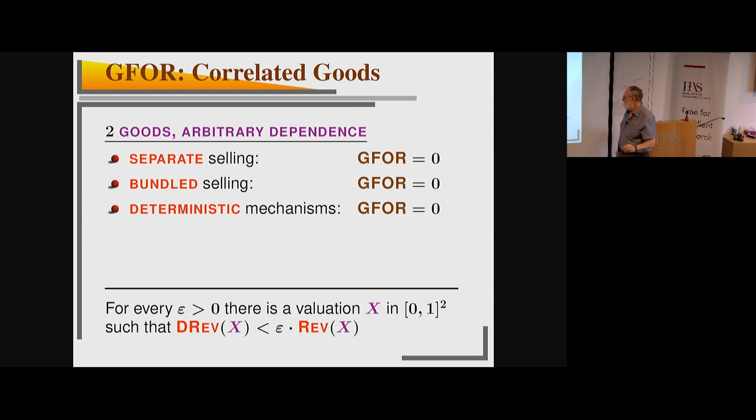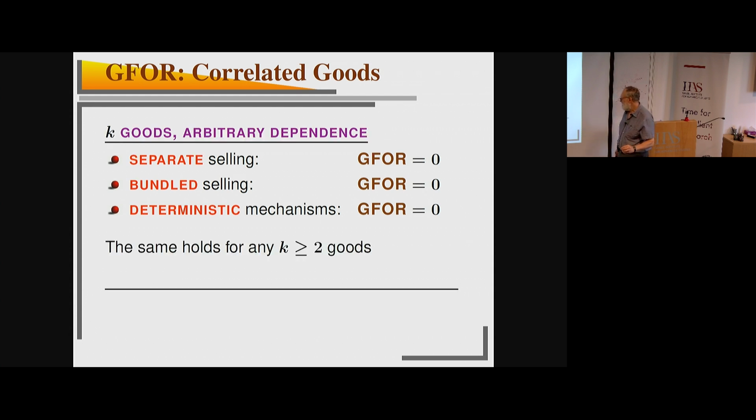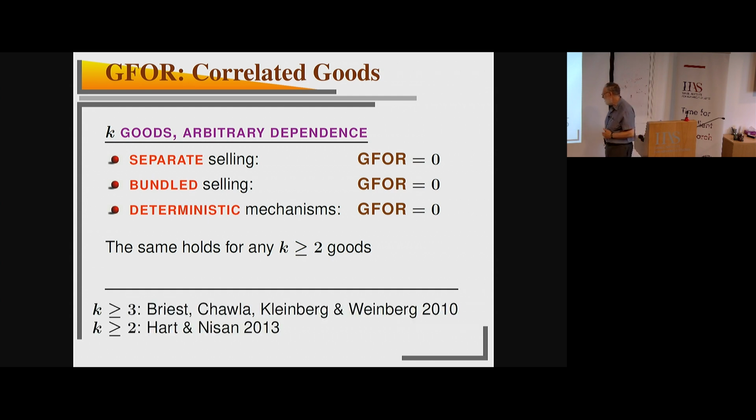Now, the same holds. Once it's true for 2 goods, it's true for anything more. This result for k greater or equal to 3 was obtained by Briest et al. And then Noam and I obtained it for k equal 2. There is in fact an explicit construction. I can tell you what that random variable looks like. I can tell you exactly. Here are the values. Here are the probabilities. It sits on a nice curve that I can tell you exactly what it is. It comes from, in a sense, developing some formula. Okay, never mind. There is some work to be done there.